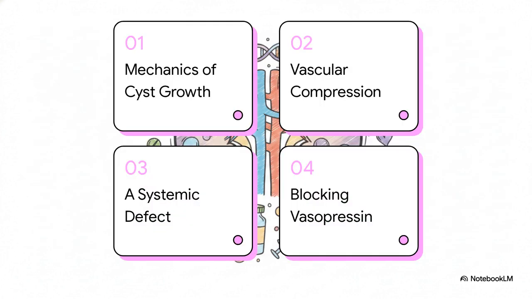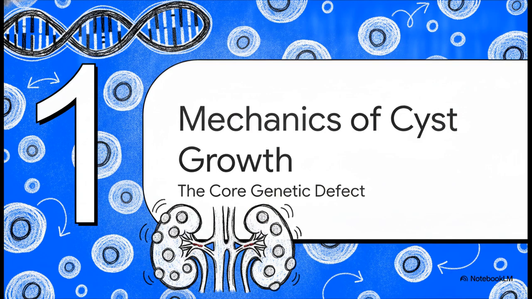All right, let's dive into our roadmap for today. We're going to build our understanding of ADPKD from first principles by looking at 1. The mechanics of cyst growth, 2. Vascular compression and RAAS, 3. The systemic nature of the defect, and 4. How we block vasopressin. Starting off with part 1, the mechanics of cyst growth, looking at the core genetic defect.